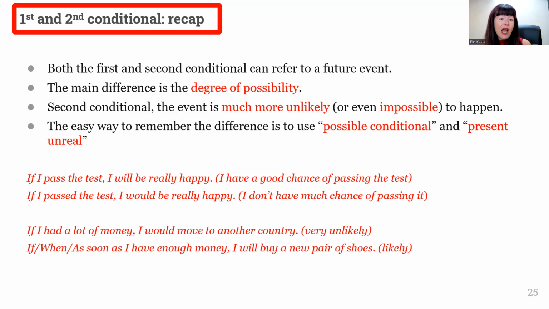Have a look at these sentences below. If I pass the test, I will be really happy. I have a good chance of passing the test, in my opinion. But look at the second one. If I passed the test, I would be really happy. I don't have much chance of passing it. So two very similar sentences, but the degree of possibility is different.